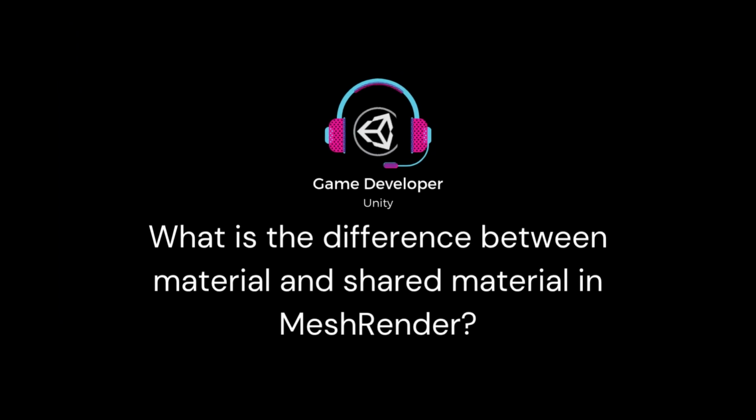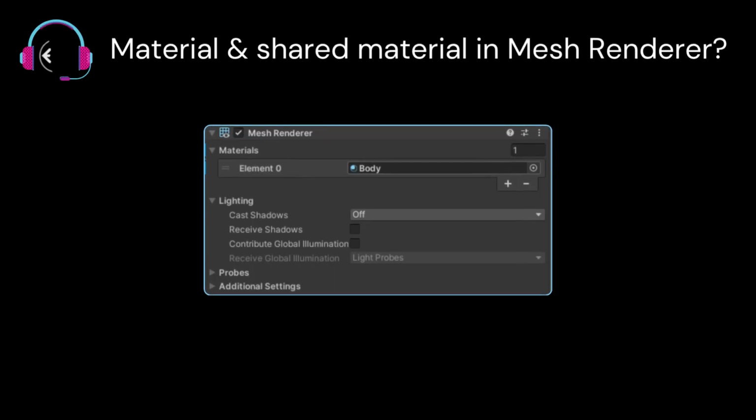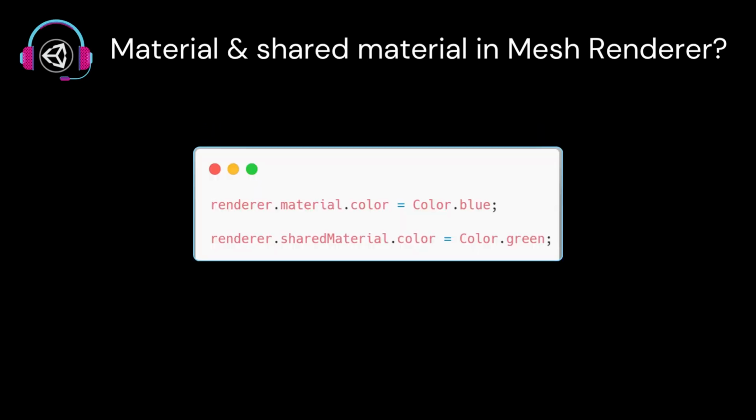What is the difference between material and shared material in Unity's mesh renderer? In Unity, the mesh renderer uses material to define how an object looks. But there is a key difference between material and shared material.